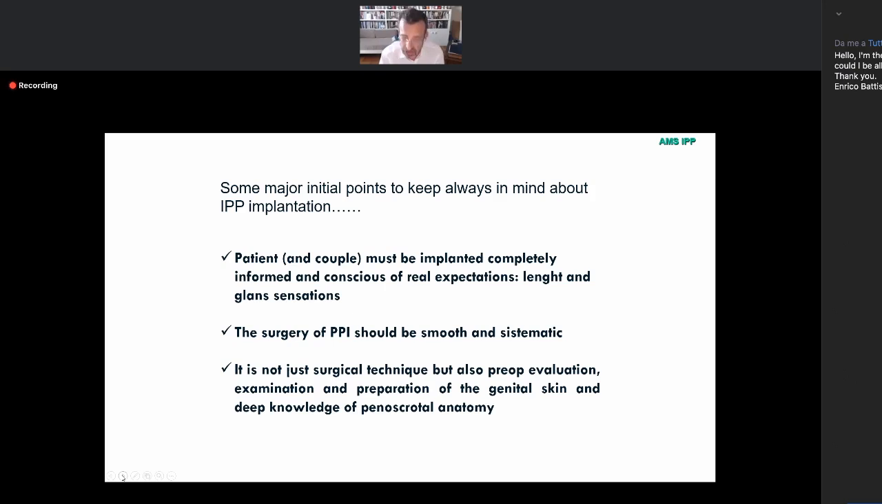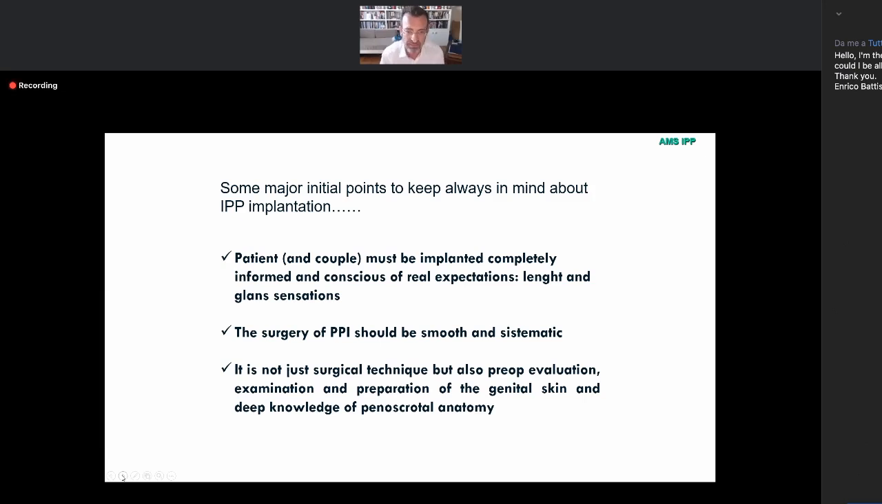Also, from a technical point of view, the surgery should be smooth and systematic. You have to be well taught. I was lucky because 30 years ago, I learned the technique with a very good friend of mine, Ignacio Moncada, and I have tried to give to my residents always the same teaching details and tips and tricks that I received at that time. And I think this is good, to do things always the same.